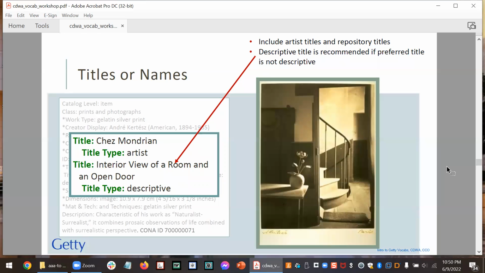We have a descriptive title here. Now, a descriptive title is invented or written by a curator or the cataloger, and this can be very useful if the other preferred title is not descriptive in various displays. Here, interior view of a room and an open door, and it's flagged as descriptive, so we know that the artist did not assign this. It was probably the cataloger or curator.